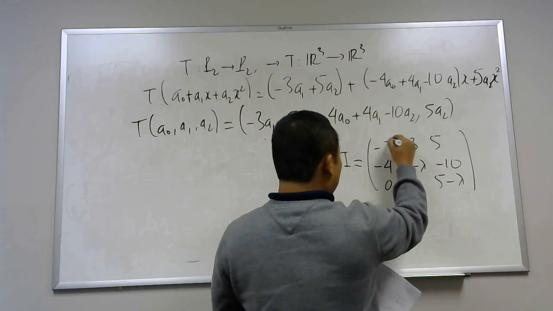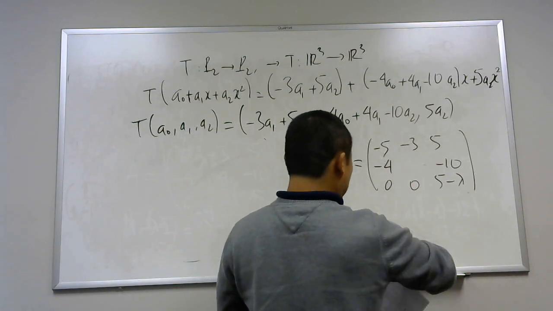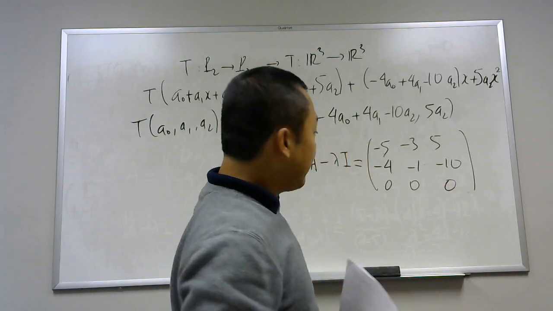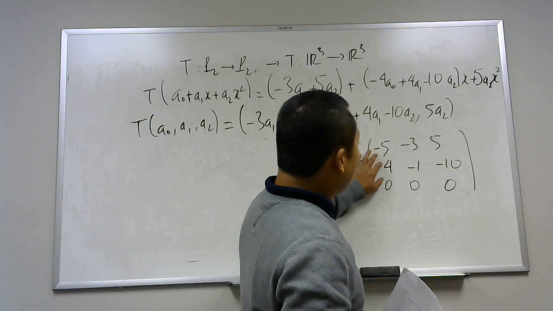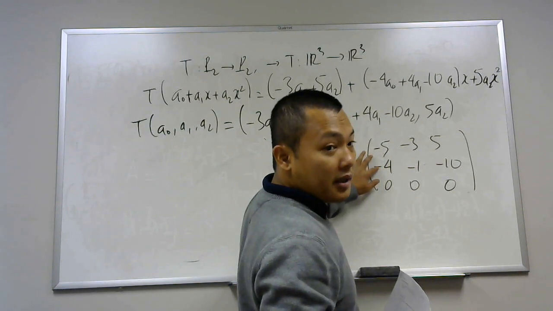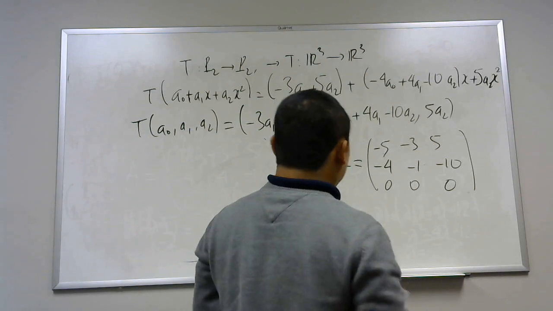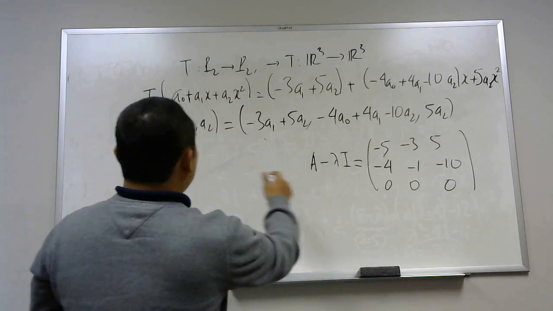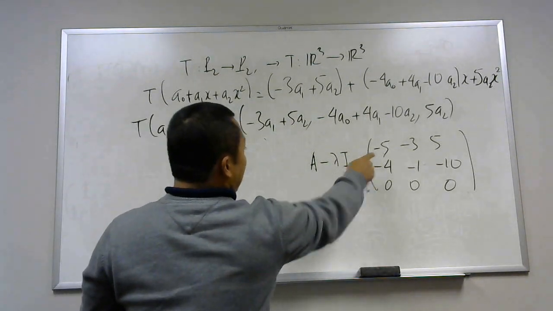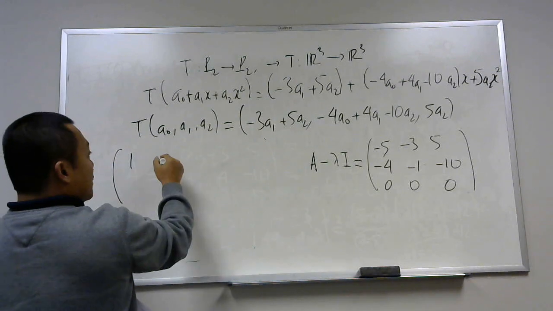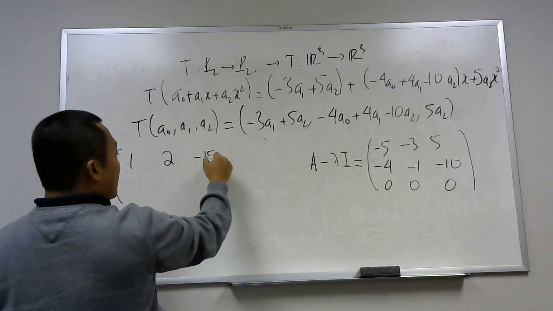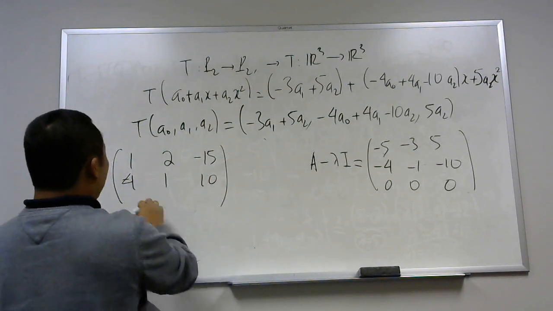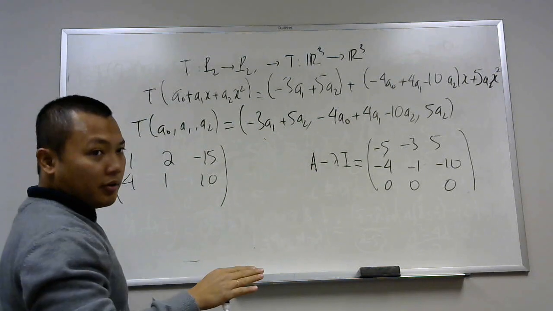So I have 5 in here. 4 minus 5 is -1. 5 minus 5 is 0. So we don't have the third row. That's perfect. Let's make a reduced row echelon form of this, or maybe row echelon form. You can do that by using a calculator. I take the second row and subtract the first. I get 1, 2, and then minus 15. And here I have like 4, 1, and 10, right?